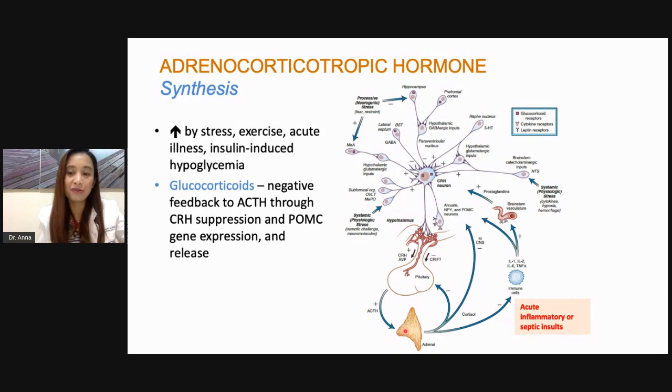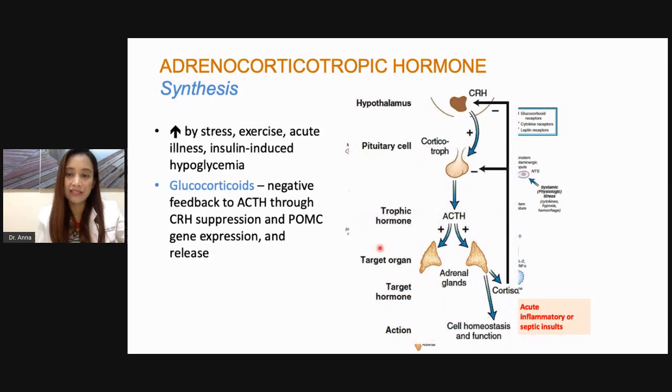And your glucocorticoids, particularly your cortisol, will now send a negative feedback to the ACTH in your pituitary through suppression of your CRH and pro-opiomelanocortin gene expression and release, and therefore a reduction in your ACTH and consequent effects on your cortisol secretion. So it looks simple by this axis, but actually it's more complex than that, okay?